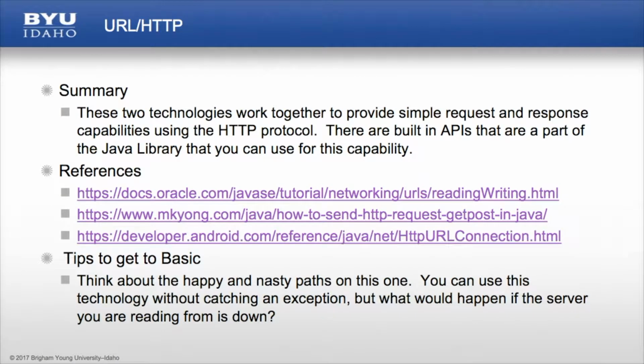URL and HTTP are two technologies that are kind of bundled together. They work together. They're relatively simple, provided as a part of the Java library, so you don't have to go out and get anything new. They both work together with the HTTP protocol, and they allow for simple request and response capabilities within an application.